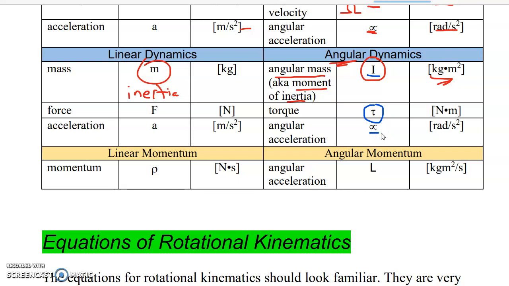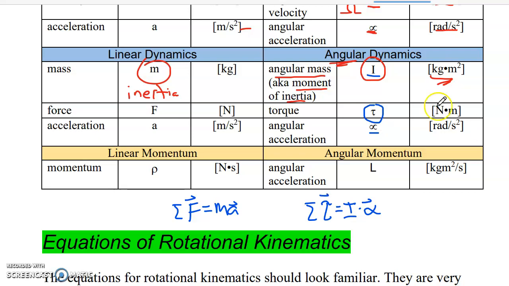So again, we have the equation that we're very familiar with in linear dynamics, that the sum of forces equals mass times acceleration. Well, on the angular side of things, we have a very similar looking equation: the sum of torques has to equal the angular mass, i.e. the moment of inertia, times its angular acceleration.